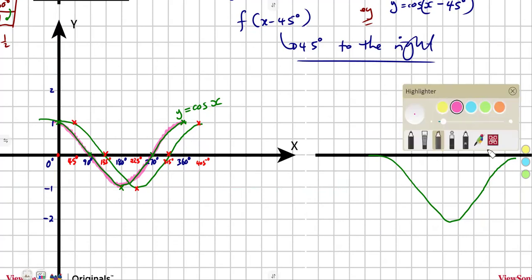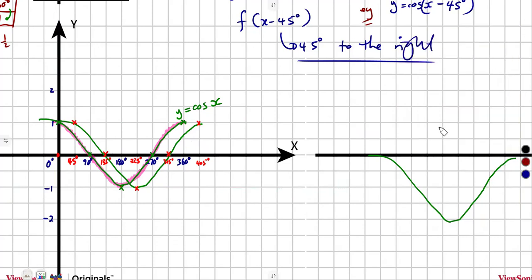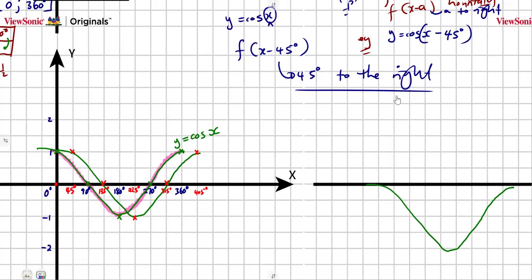So for y is equal to cos of x minus 45, which is 45 degrees to the right, this is what we now have. The graph has shifted: 45 degrees at 1, 135 degrees at 0, 225 at minus 1. This one is now 225 degrees versus negative 1. Before it was 180 degrees versus negative 1. It has shifted to the right.